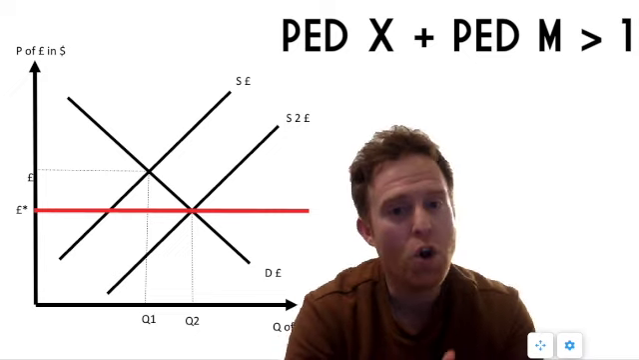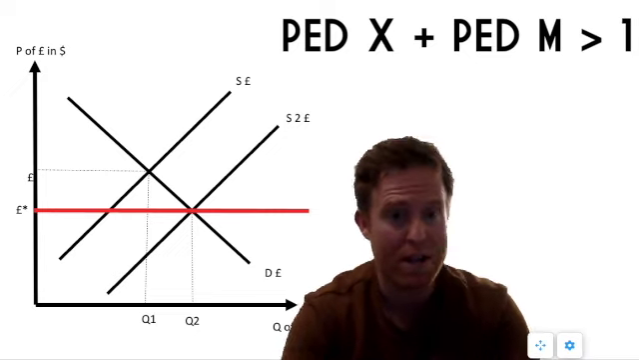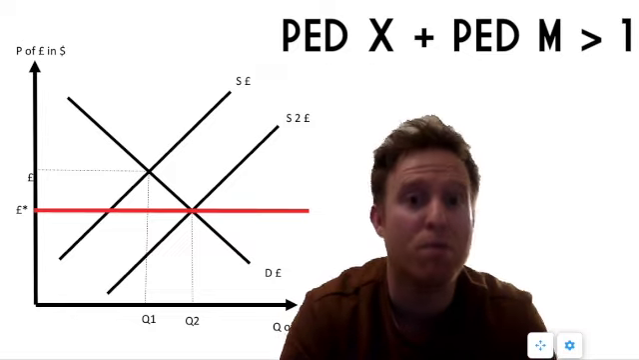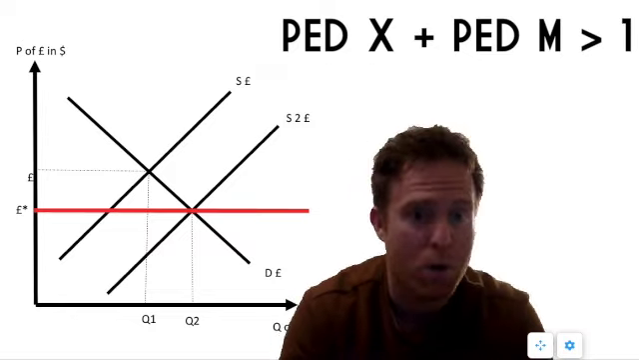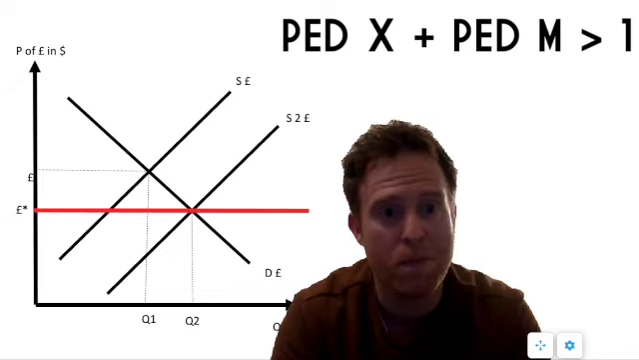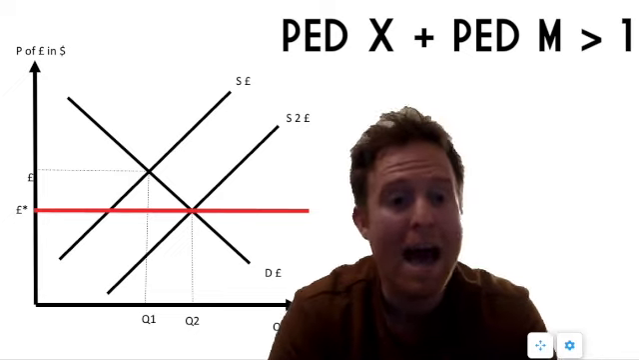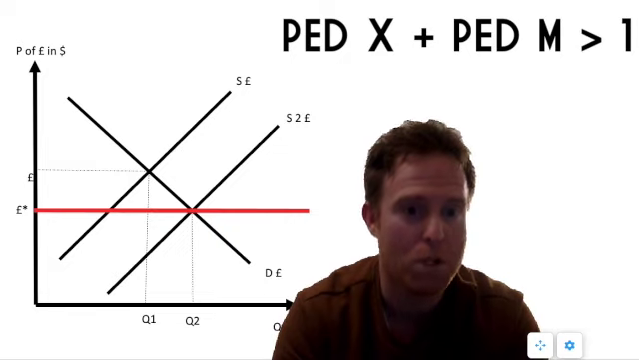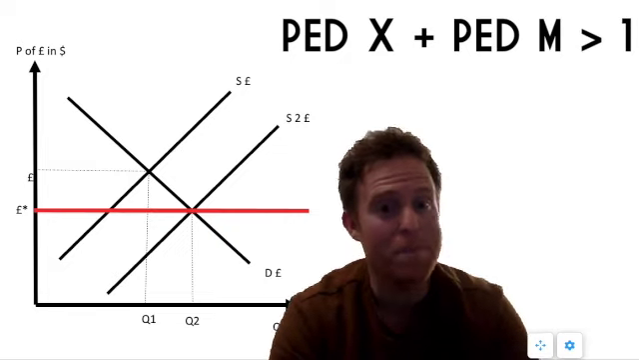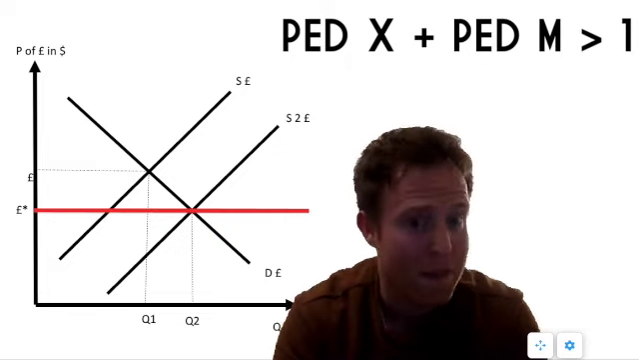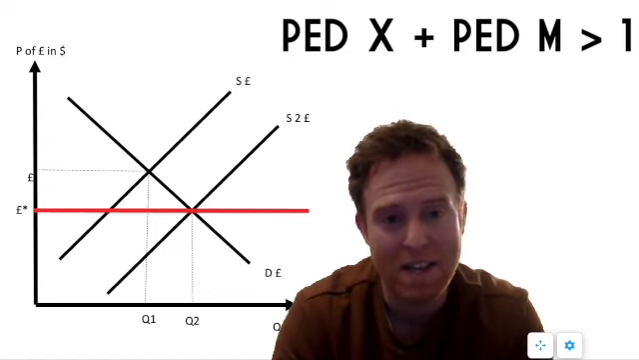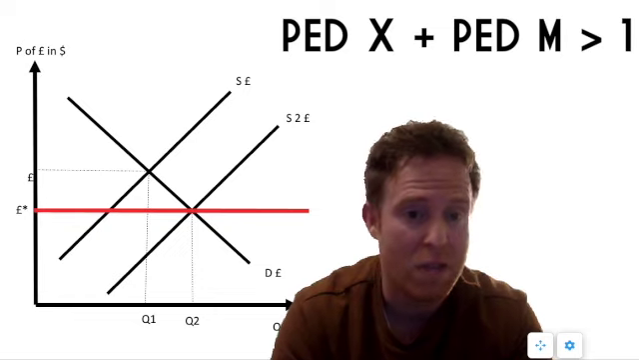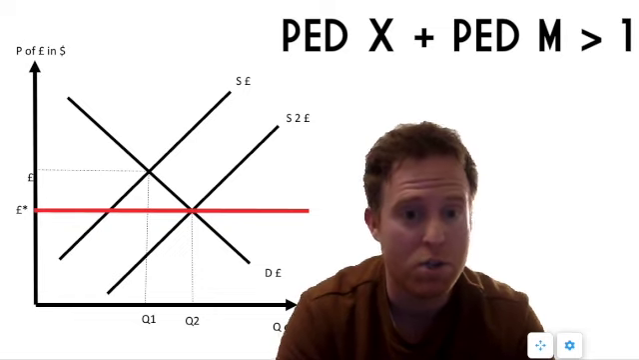Now, the whole idea of the Marshall-Lerner condition is the formula that is above me. So what we've got is the price elasticity of demand of X, being exports, plus the price elasticity of demand of imports, M. It has to be greater than 1 for it to be effective. In other words, the combination of both has to be price elastic. If it's not price elastic and it's deemed to be price inelastic, then a devaluation is absolutely pointless and it shouldn't be done.